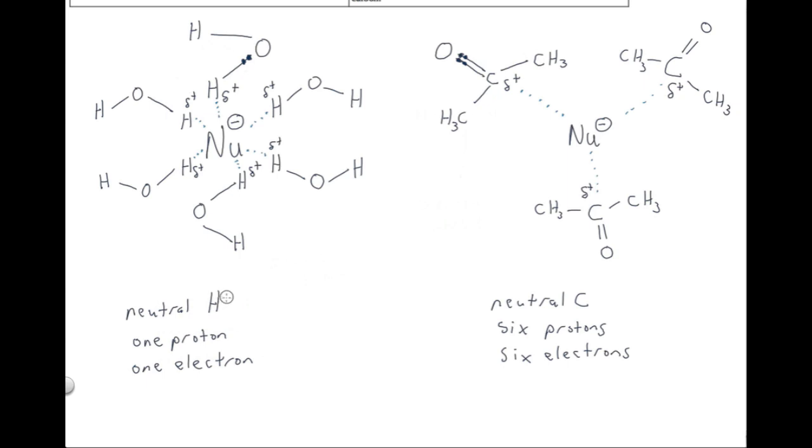Hydrogen is unique because a neutral hydrogen starts with only 1 electron, unlike all other elements. So when you pull that 1 electron partially away, there's no remaining cloud of electrons left to interfere with the interaction between the delta positive and the negative.